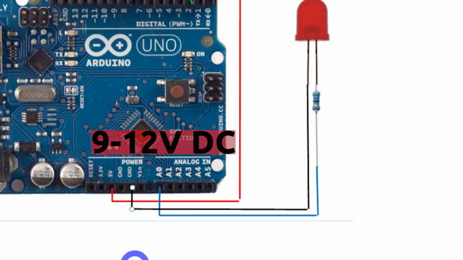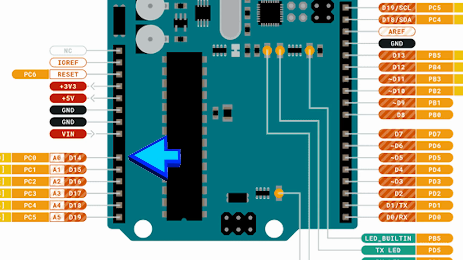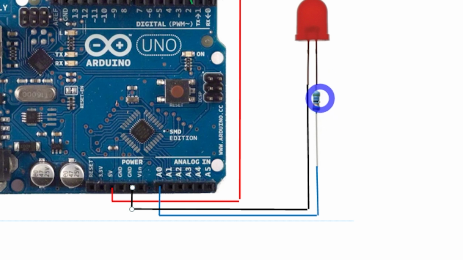Then the other connections we've got here. This pin here, A0, which is pin number 14, goes up to the LED. Then obviously you have to have your dropping resistor so you don't blow the LED up. And then you run the other side of the LED, the negative side, into the ground pin of the Arduino.